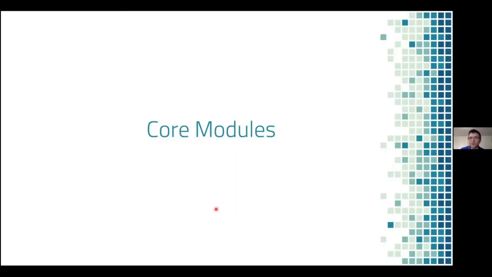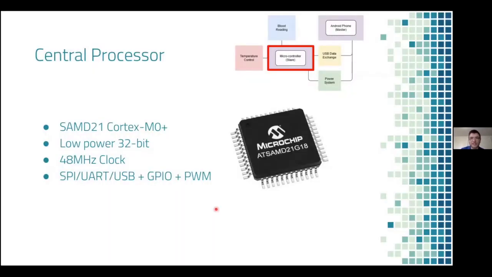So we needed to choose some core modules to make this system. We started with our central processor. We chose a SAMD21 Cortex. We did this because it was low power and it did all of the communication interfaces that we needed. We actually utilized SPI, UART, USB, general purpose input and output, and PWM waveforms.